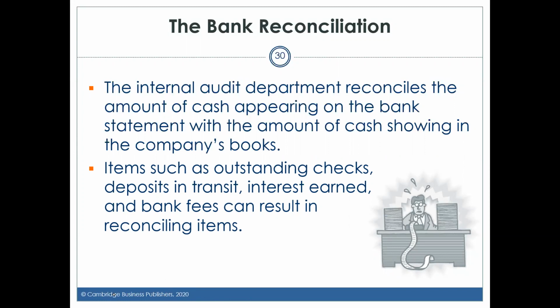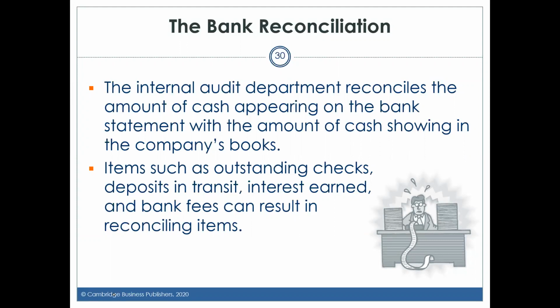Items such as outstanding checks, so checks the company has written, would already be recorded in the cash T account as a credit to cash, but the check hasn't reached the intended person yet, and therefore they haven't taken it to their bank, so the money hasn't come out of your bank account yet. So outstanding checks would be in the books, but they wouldn't be reflected on the bank statement.